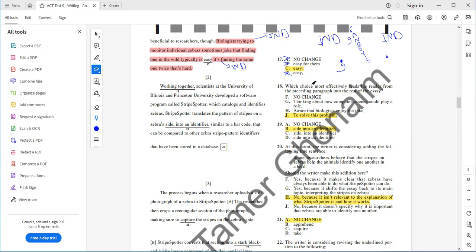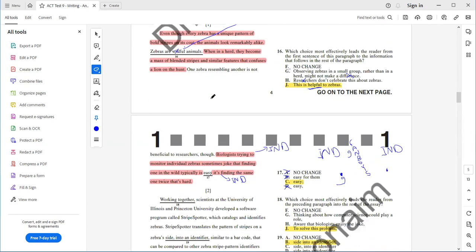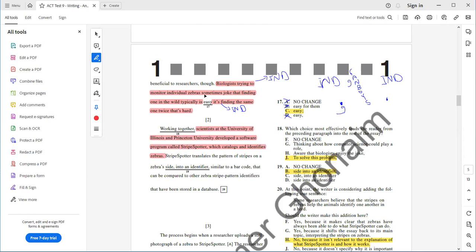Which choice most effectively leads the reader from the preceding paragraph into the... Take care. In the preceding paragraph, we talked about the stripes that help the zebra to hide from the lion. Okay, let's continue. So we now need information that leads from the preceding paragraph into the rest of the essay. Because of that, we have to read the sentence to know what they are talking about and connect them together. May you read, please? Read at first the last part here.